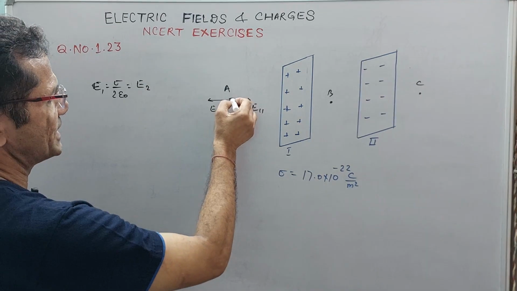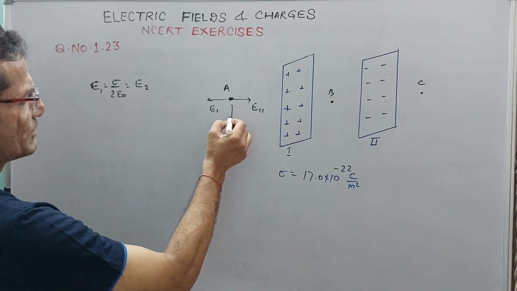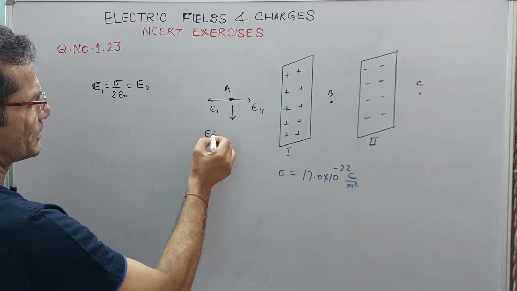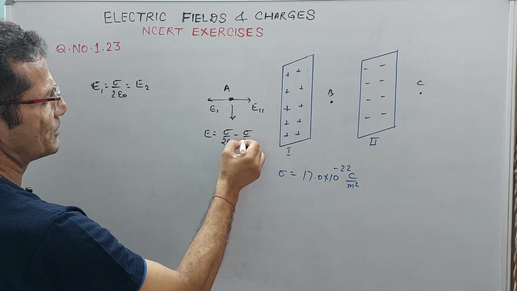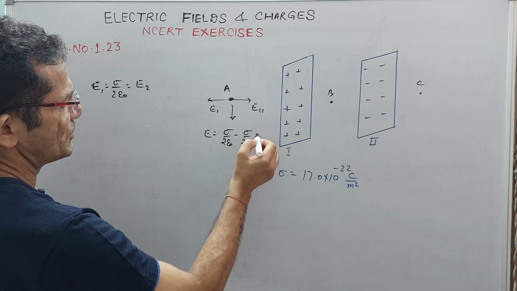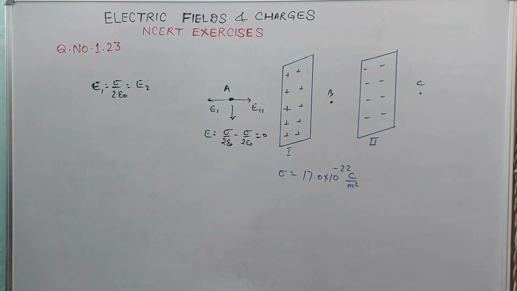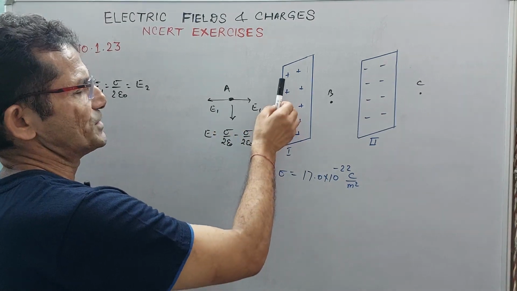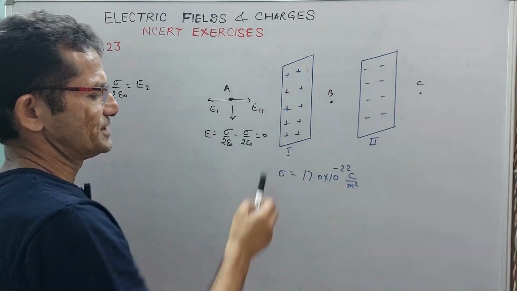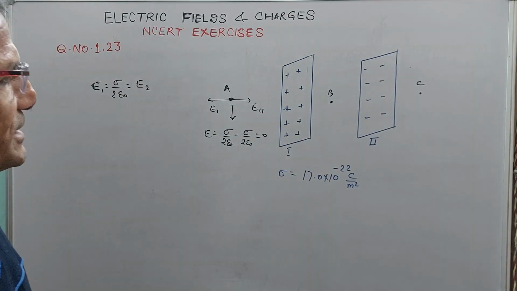So the net electric field at this point will be 0, because sigma upon 2 epsilon naught minus sigma upon 2 epsilon naught comes out 0. This is the first region, toward the outer side of the first plate. Now we have to find out the field at the point B.